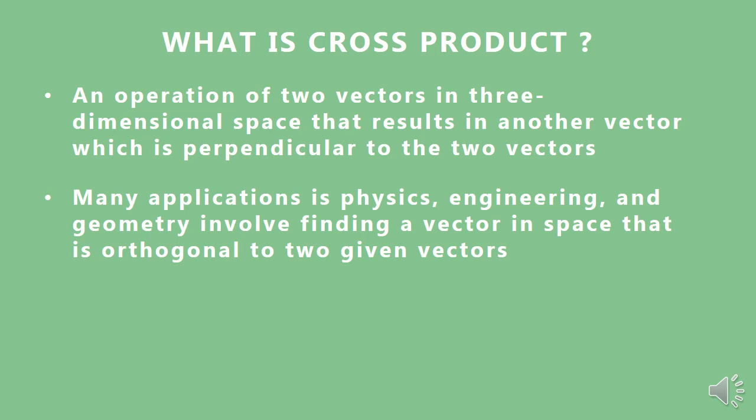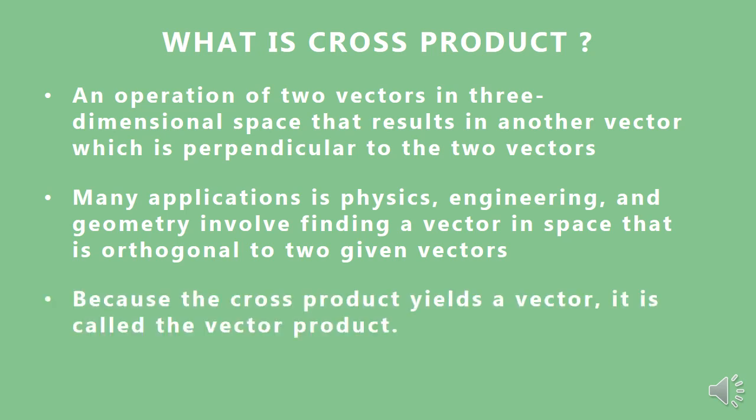Okay, many applications in physics, engineering, and geometry involve finding a vector in space that is orthogonal to two given vectors. So this one is related to the first statement about the resulting vector being perpendicular to the original vectors. And we can see the application of cross product in physics, engineering, and geometry. Because the cross product yields a vector, it is called the vector product, while the dot product is called scalar product because the result of a dot product, the one that we learned in the previous lesson, is a scalar. Okay, so this is the summary of what cross product is.